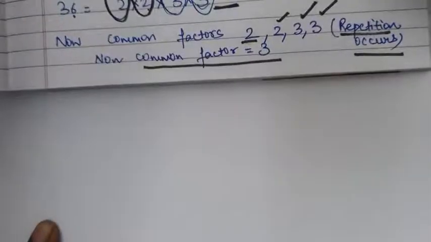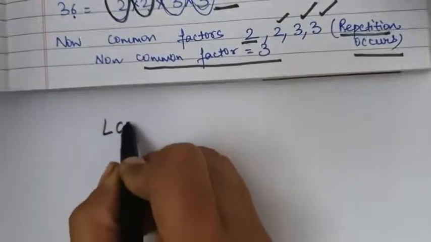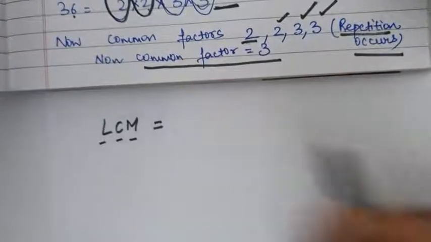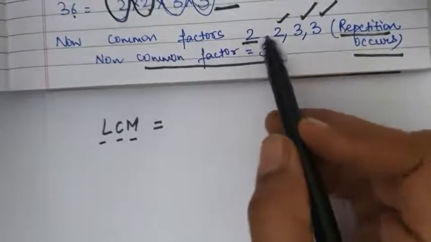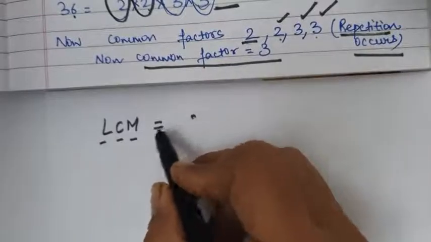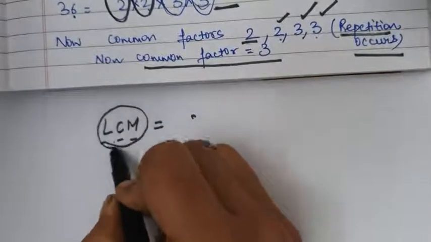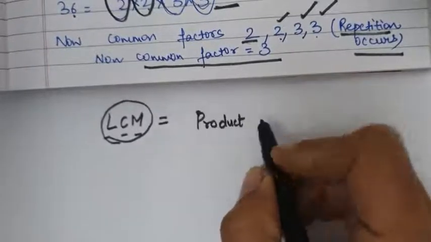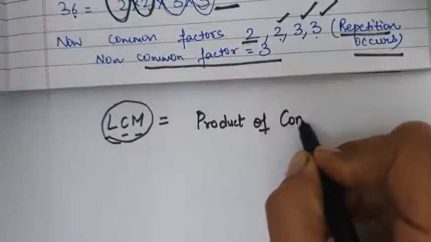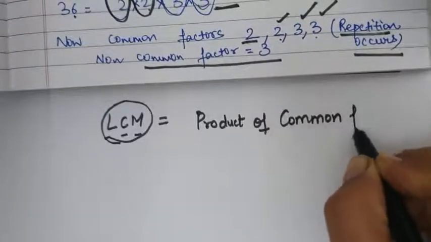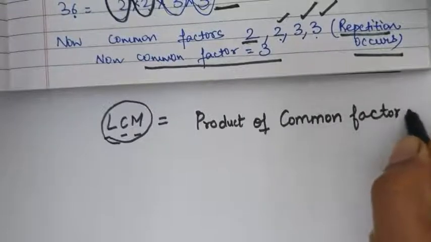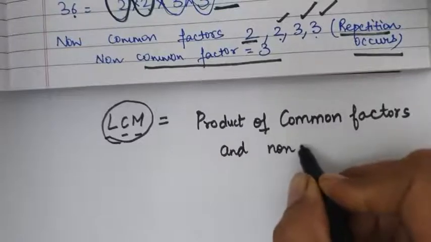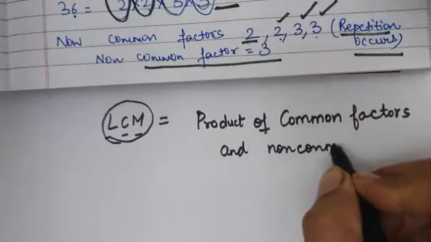Clear? So now the LCM, that is the least common multiple, will be, first of all, write the common factors, because the formula for finding LCM is the product of common factors and non-common factors. Yes, uncommon factors.